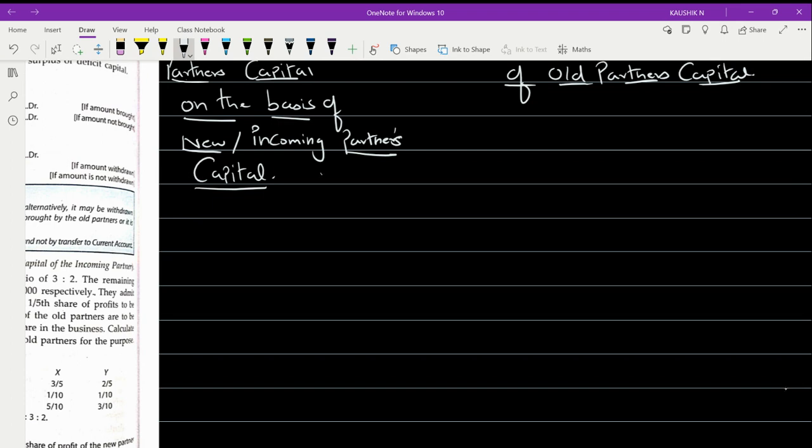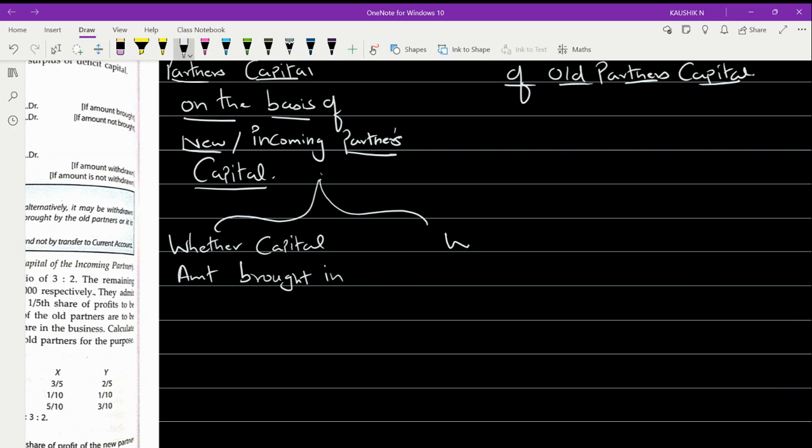So I'm going to categorize this into two ways. Again, one, whether capital amount has been brought in, or the second one, whether capital amount has not been brought in.